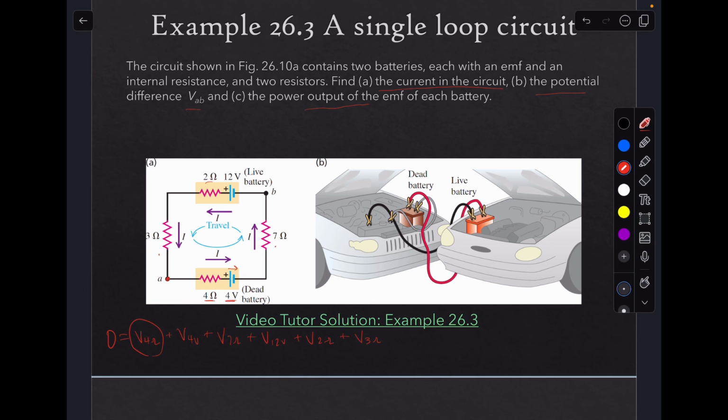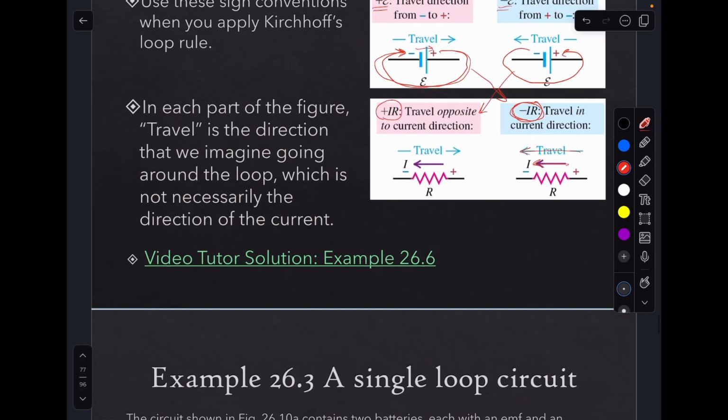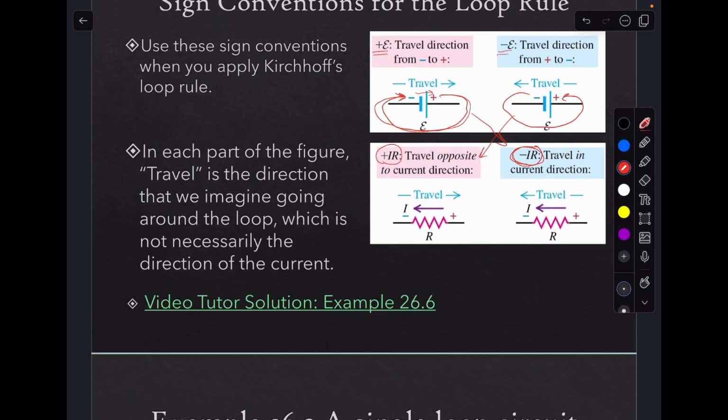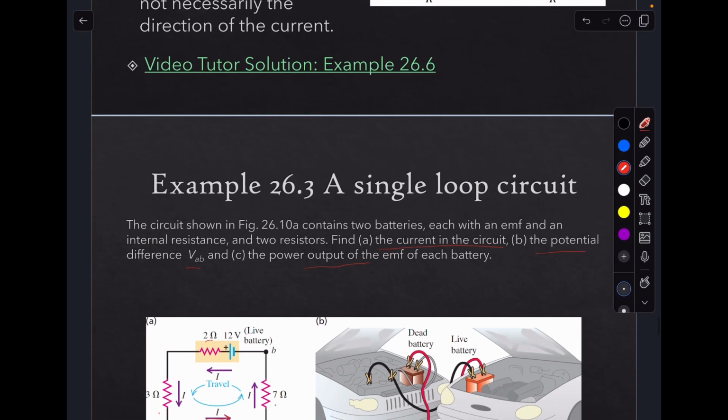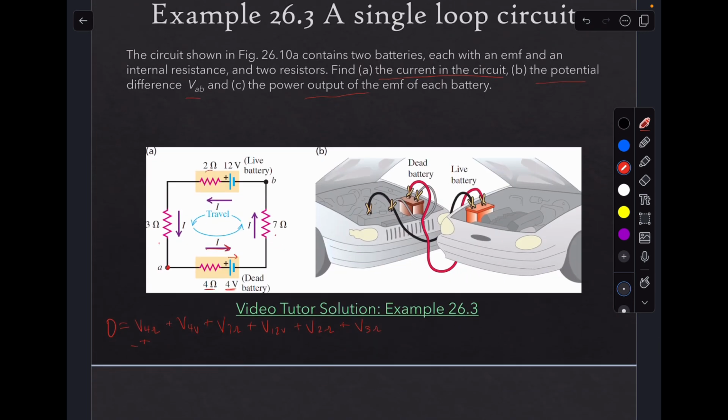If we're starting at point A, what's the voltage due to the 4 ohm internal resistance? Well, we're traveling in the current direction, okay? So if we are traveling in the current direction, then we should be having a negative IR here. So negative I times 4 ohms, okay?